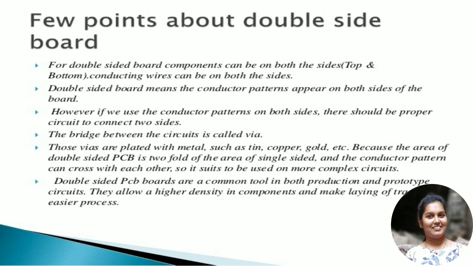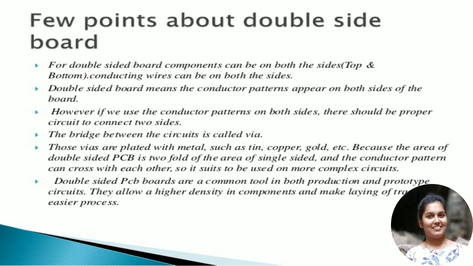So some points regarding double sided PCB: for a double sided board, components can be on both sides, top and bottom, so conducting wires can be on both sides. Double sided board means the conductor pattern appears on both sides of the board. However, if you use the conducting pattern on both sides, there should be a proper circuit to connect the two sides. The bridge between the two sides is called a wire.